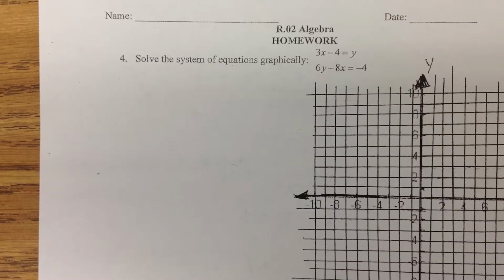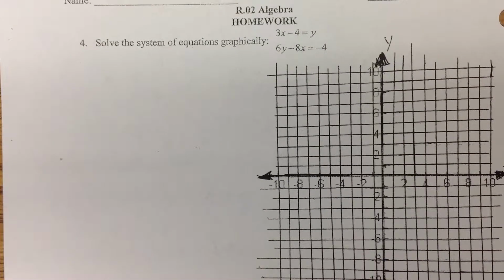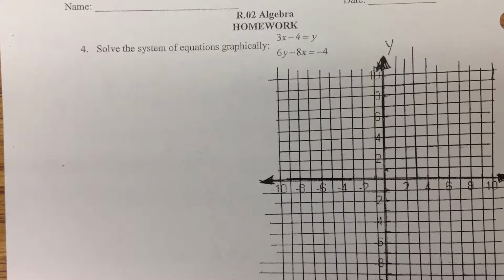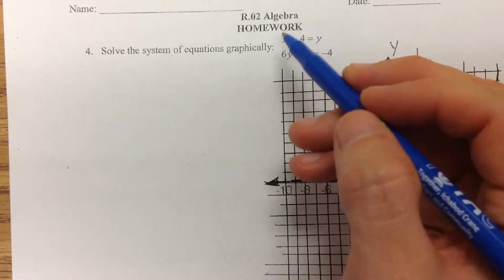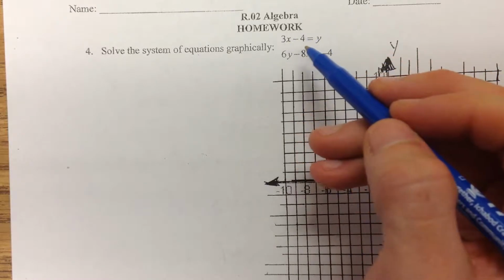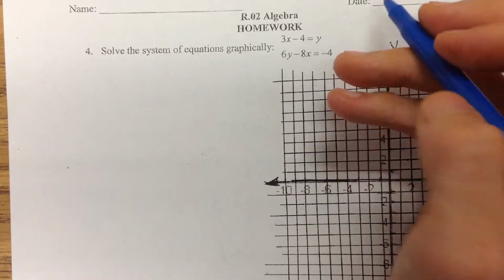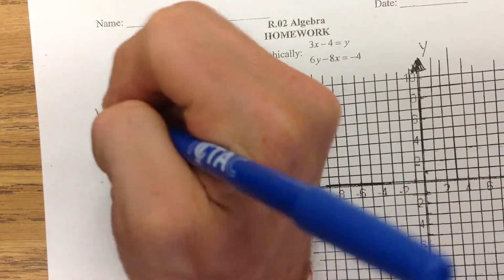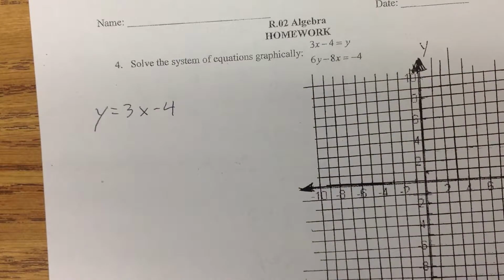Solve the system of equations graphically. Okay, so we've got two equations here that we're going to graph, and we're looking for the intersection point. Now this first one, you might be thinking to yourself, oh, I've got to get the y by itself. The y is already by itself. They just wrote it on the other side. So if I rewrite this over here, y equals 3x minus 4, I don't actually have any extra work to do on that one.